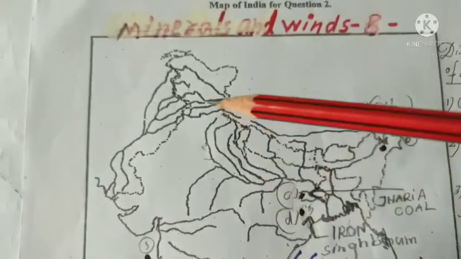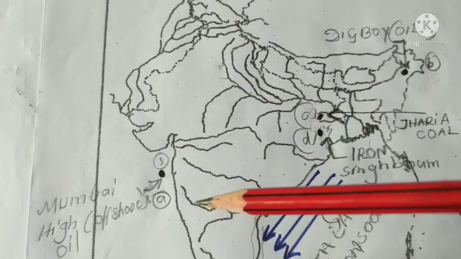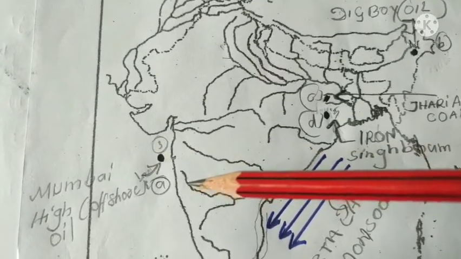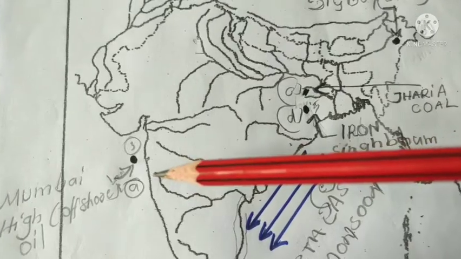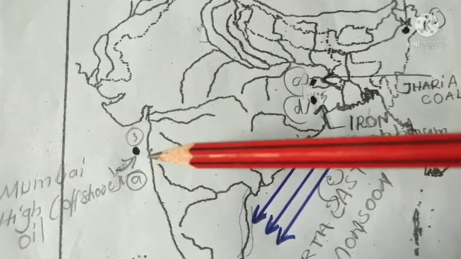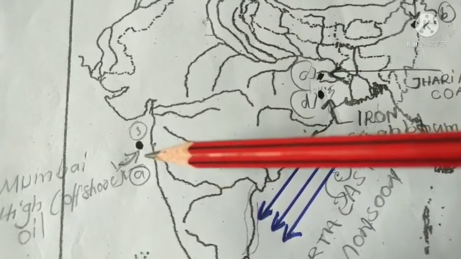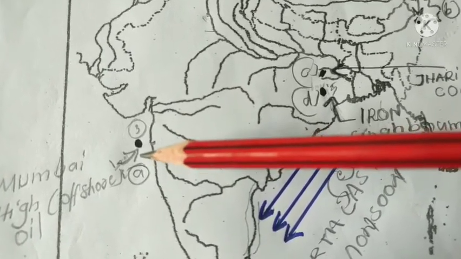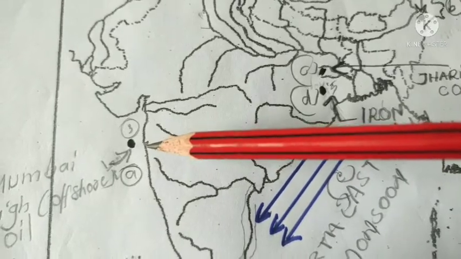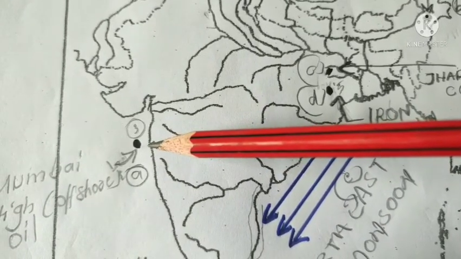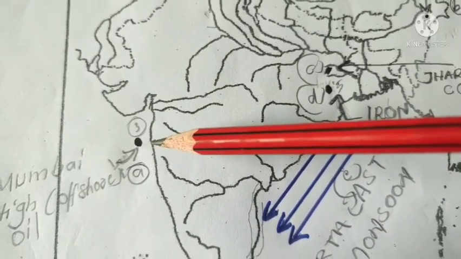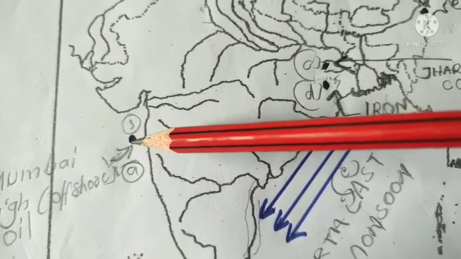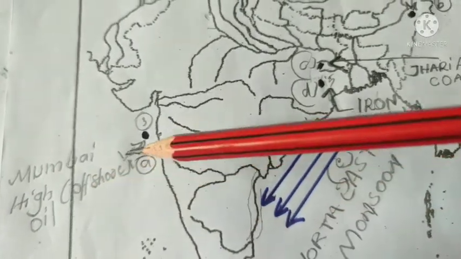And next are the minerals. There are two mineral deposits for you, as well as two oil fields here. The first is known as Mumbai High. Mumbai High is an oil field in the Arabian Sea, so this is an offshore oil field. So this is Mumbai, and from here 3 or 4 millimeters to the west, you have to draw a small dot and mark here Mumbai High.